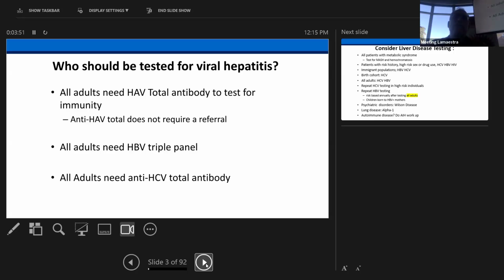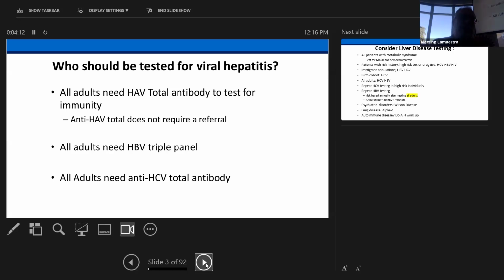There is another test for hepatitis A called IgM. That's for acute hepatitis A, and that's only to be used in the setting of a patient with very high liver enzymes and maybe abnormal liver function. So, super clear on that one?